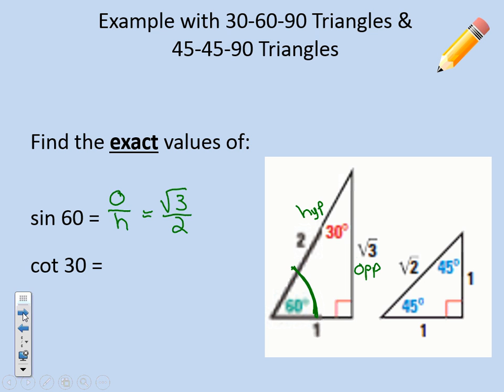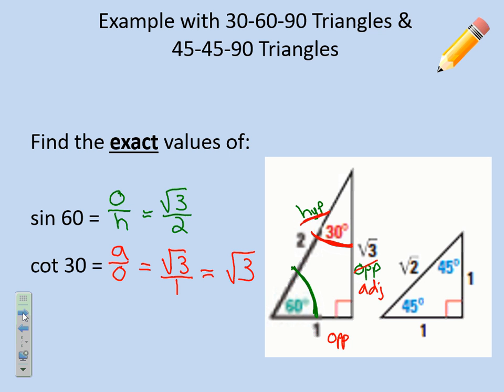Now our next one, I want to find the cotangent of 30. So now I'm working with 30. So this is my opposite, this is now my adjacent, and this is still my hypotenuse. Now it's very important, cotangent is adjacent over opposite. So my adjacent is the square root of 3 all over the opposite, which is 1. So my answer is just going to be the square root of 3.